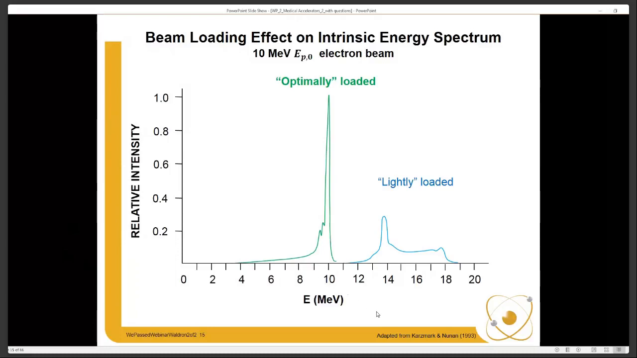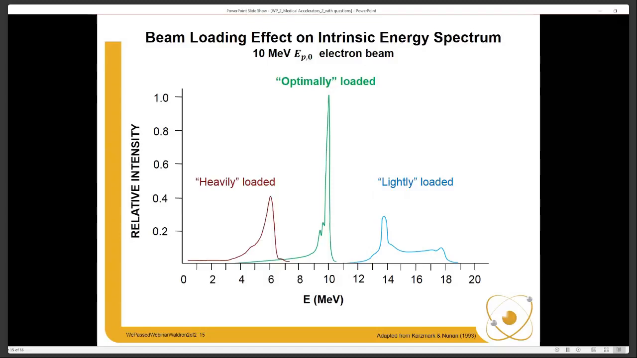These were measured with a magnetometer, probably at the entrance of the bending magnet rather than anywhere else in the machine, and I'll explain why for that in a moment. If we load this beam heavily, we're going to get a spectrum that looks like this. And of course, it's heavily loaded. The energy is much lower. We still have a peak. The shape for the heavily loaded beam looks a lot more like the optimally loaded beam, but it is considerably lower. Again, it may be that we're looking at the same area under the curve, but I'm not sure about that.